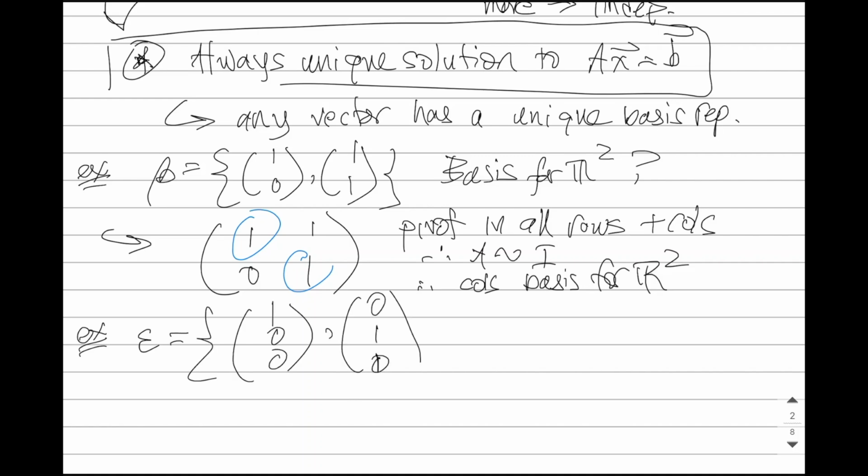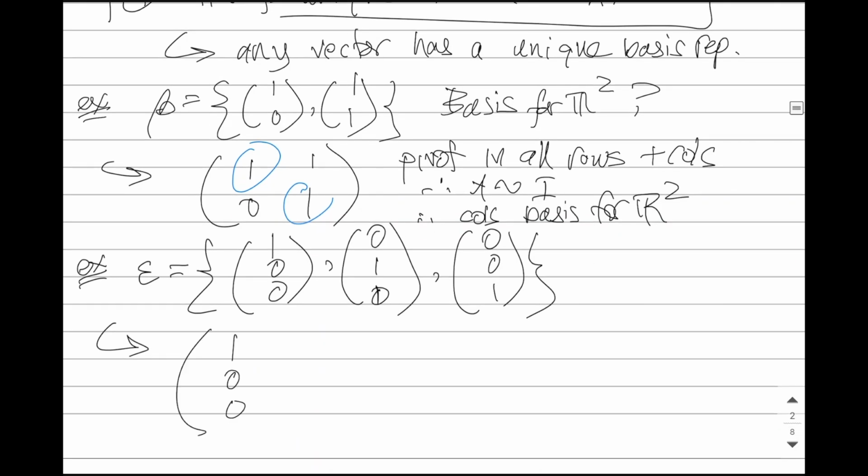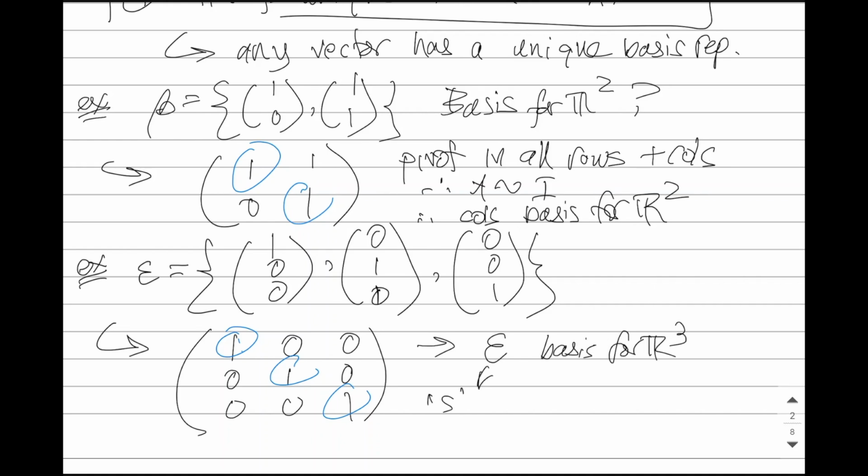We'll call this set E. We'll put this into a matrix. You will immediately be able to see, yes, there's a pivot in every row, so the set will span. There's a pivot in every column, so the set will be independent. And this set E is a basis for R3. This is what we call the standard basis for R3.